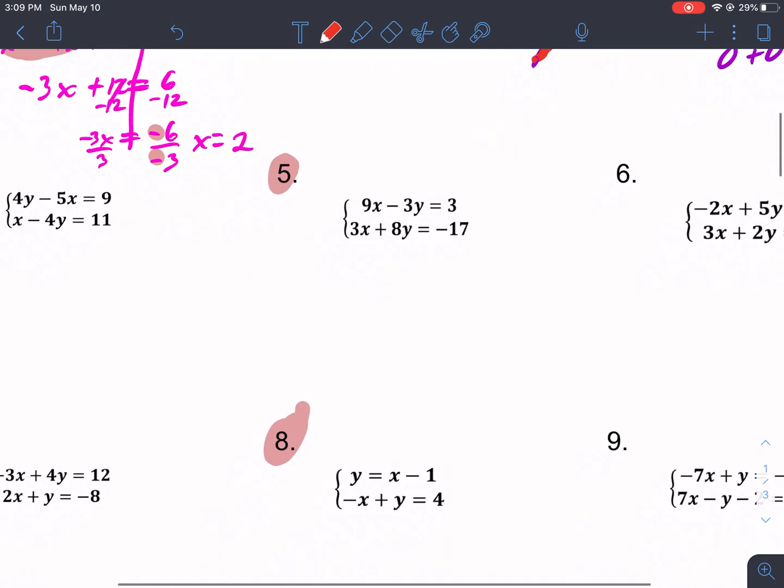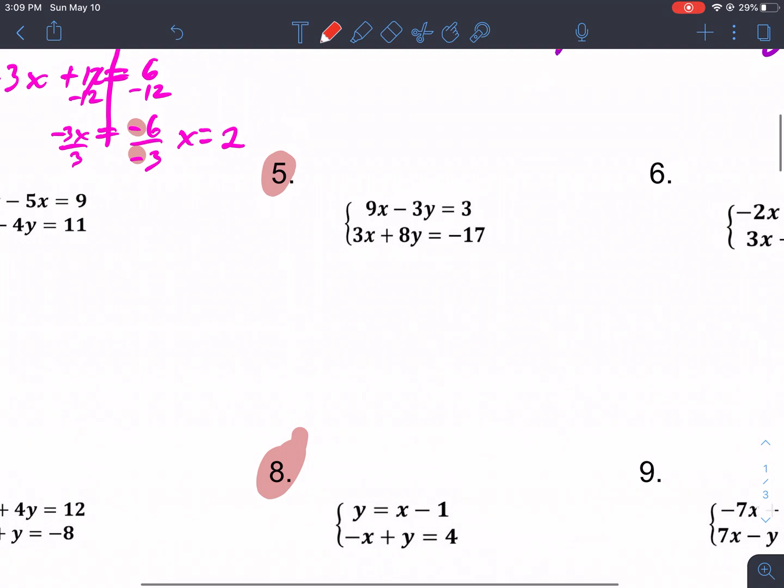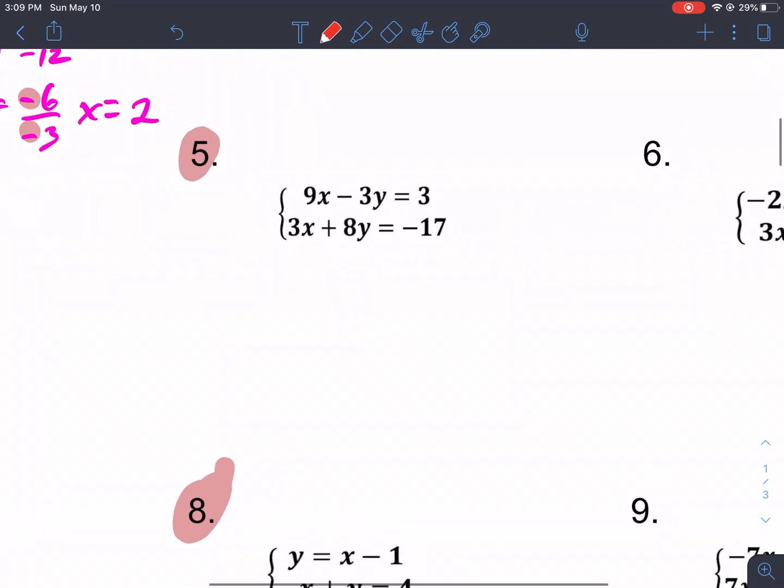All right. Number 5. Number 5, I'm looking at it, and I think I'm going to want to use elimination on this one because I see that 9 and I see that 3 on the x's. That means I could combine them. So I'm going to convert this 3 on the bottom, and I'm going to multiply by negative 3, right? So I can get the 9s to cancel each other out.